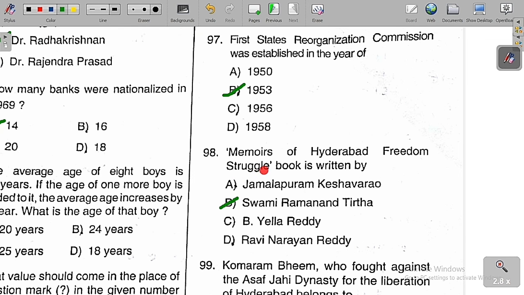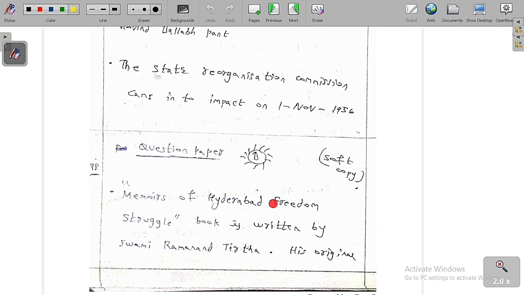So now we will discuss another question. The book Memories of Hyderabad Freedom Struggle was written by Swami Ramanand Tirtha.